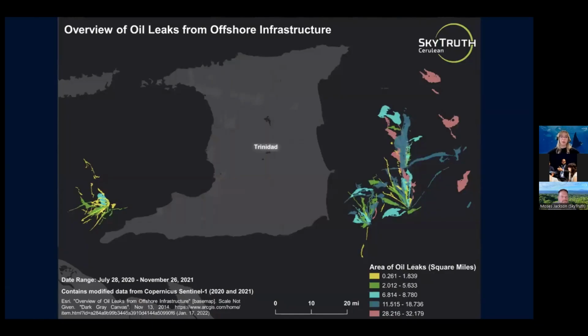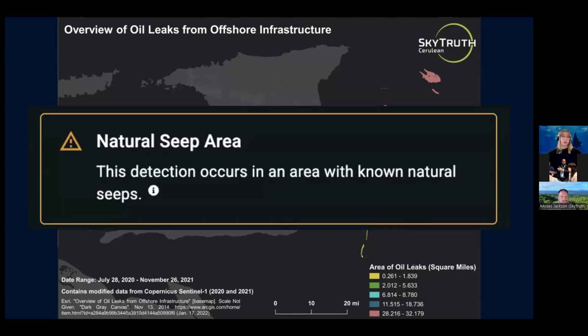So here we can see the chronic oil pollution off of Trinidad's coast. These spills originate from the offshore infrastructure within those fields. However, of course, this is also an area with natural oil seeps. That's why the infrastructure is there, of course. So Cerulean now has a natural seep warning system in areas of the world that have known natural oil seepage. So when you find a slick on Cerulean, it will come up with this warning letting you know to maybe ask an expert analyst about whether or not the pollution signature looks to be anthropogenic or from a natural seep.